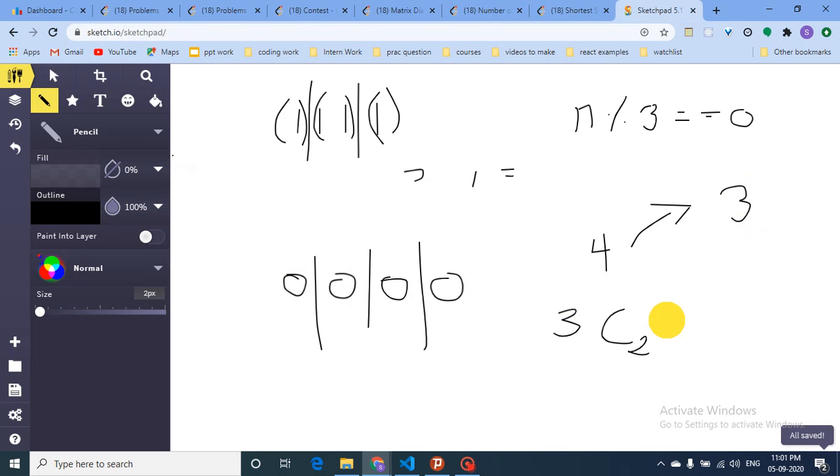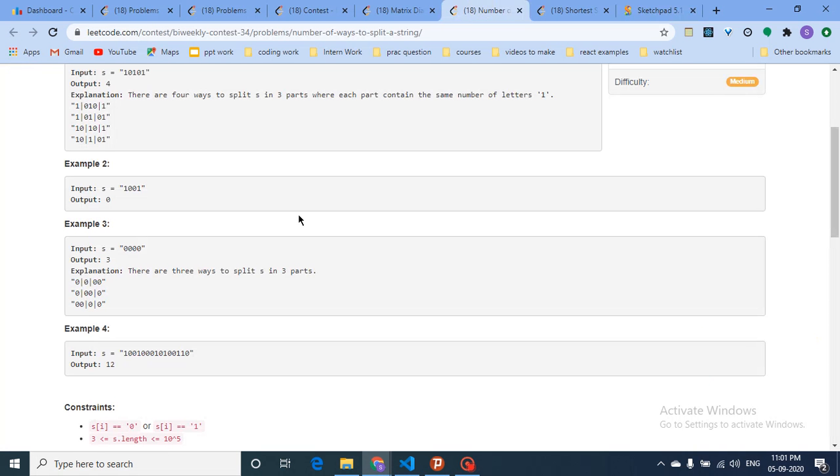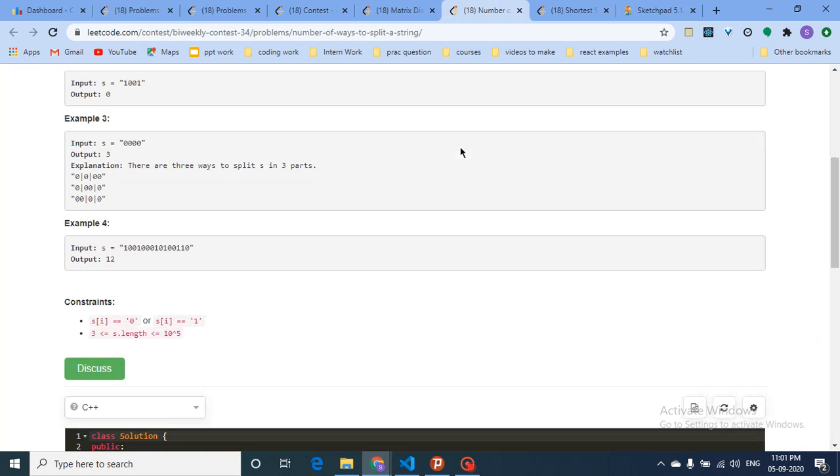So how many ways can there be? 3 into 2 divided by 2, which is equal to 3. So what does this mean? It means that for these 3 positions I can put those cuts. So those are the 2 test cases you have to see.